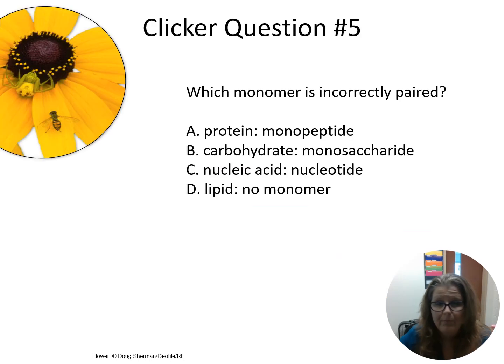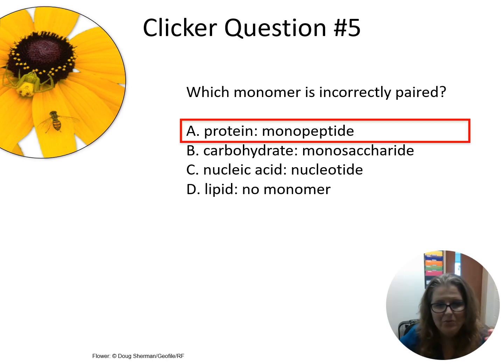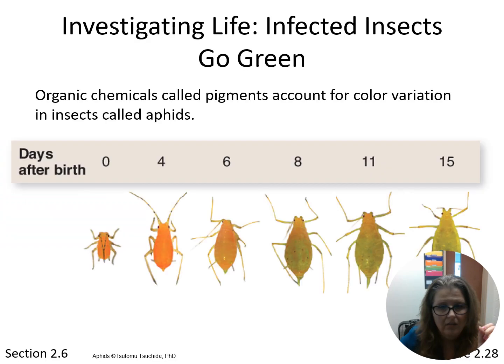All right, which monomer is incorrectly paired? Take a moment, pause, think about it, make a guess, see if you're right. Did you pick protein, monopeptide? That's not a thing. Remember, protein is amino acid. Carbohydrates are monosaccharides, nucleic acid is nucleotide. Lipid, no real monomer, because there's not a single one. Remember, you need fatty acids and glycerol. All right, last little section.